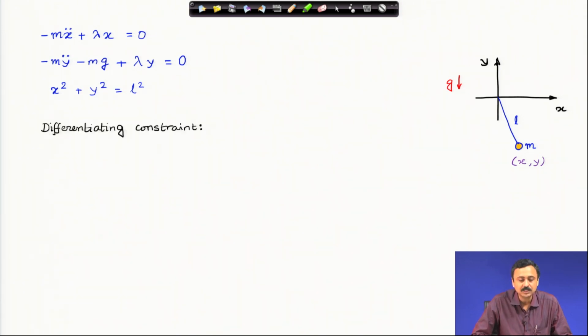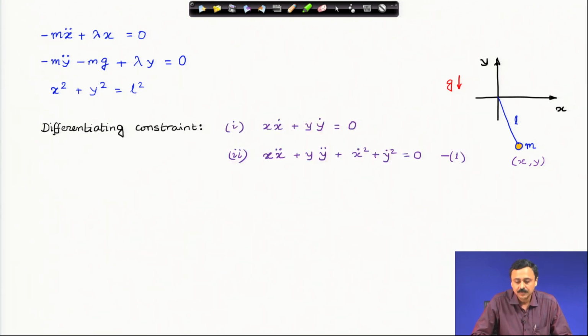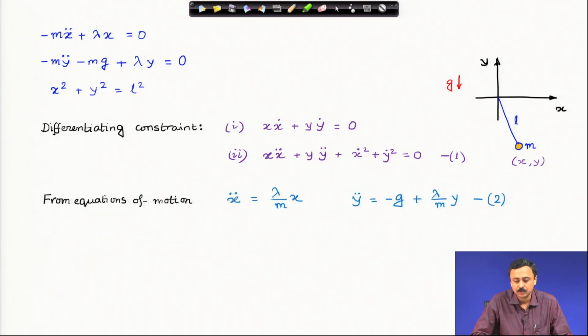What has to be done? First, we differentiate the constraint. This is the first derivative of the constraint, this is the second derivative of the constraint. This involves x double dot and y double dot, which I will replace using the first two equations. I will solve for x double dot from the first equation and y double dot from the second equation and substitute. From the first equation, x double dot is lambda by m x, and we can also find y double dot.